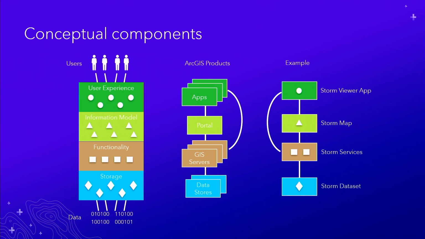Those services are brought together as layers in a storm map that's managed by Portal, and then exposed through a storm viewer application. Those information products, we may have one map and one layer, or we may have different sets of maps and layers that are then exposed through different user experiences or different applications to meet specific needs without having to duplicate the data or the services.